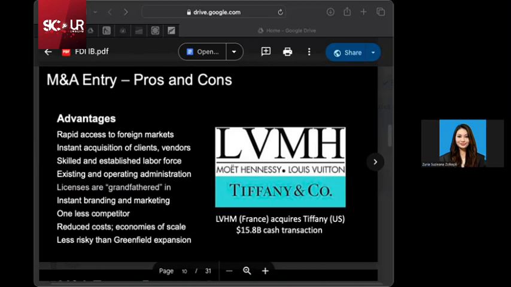Reduced cost, economies of scale, and less risky than greenfield expansion, because you don't have to do location searching, and you already have the company running already. Okay, however, there are common situations. I'm just talking theory here. In practice it can be so much different.